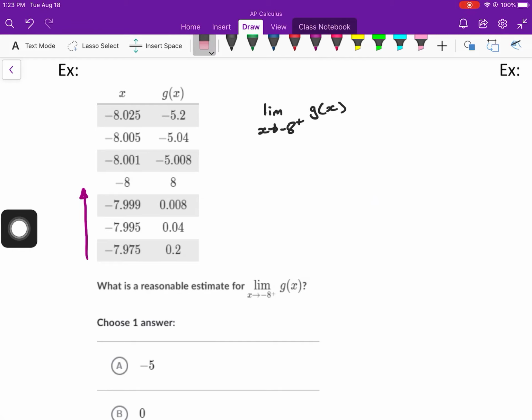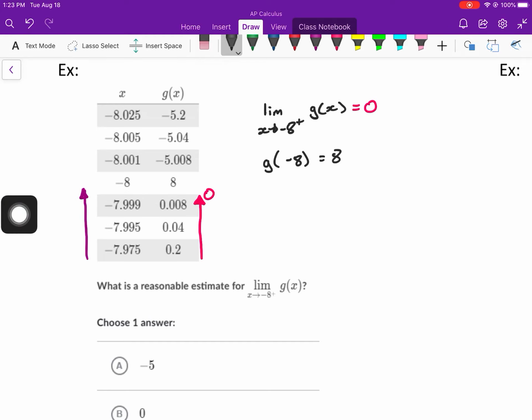So let's take a look at the output values. What are the outputs doing here? We have 0.2, then 0.4, then 0.8. These are getting really close to 0. So the output, in other words, the limit as x approaches negative 8 from the right, is 0. But notice the actual function, if you look at the actual function output, it's not f, it's g. g of negative 8 is 8.